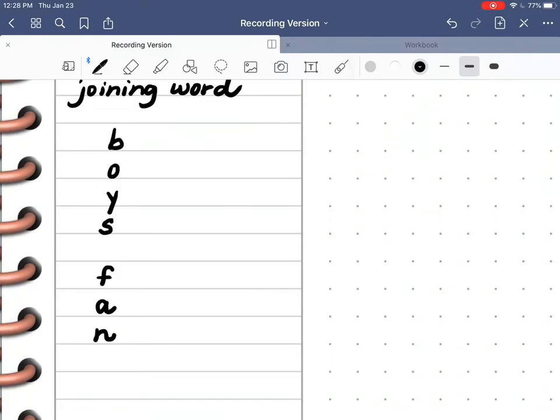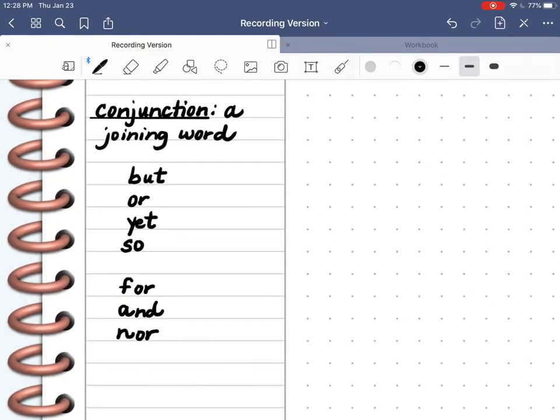And I'm sure you're thinking, this woman has lost her mind. What in the world does that mean? Here are the conjunctions. But, or, yet, so, for, and nor. And I'm going to give you an example of sentences with all of these. But if you can remember that acronym, BOYS FAN, that will help you remember your list of conjunctions.